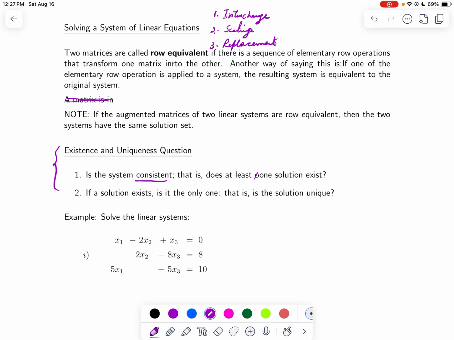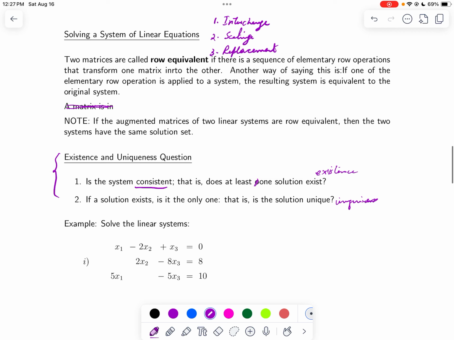If there is a solution, the second question is about existence: does the solution exist? And then uniqueness. If the solution exists, is it the only one? That is, is the solution unique? These are the questions we will be answering in the upcoming examples.